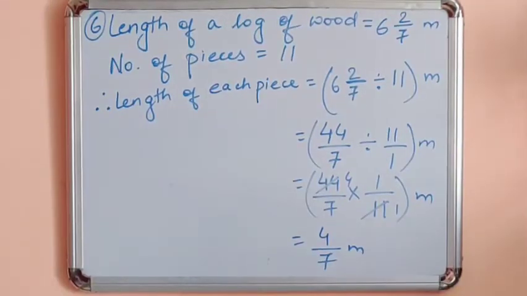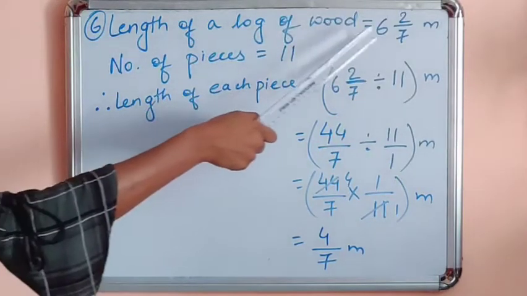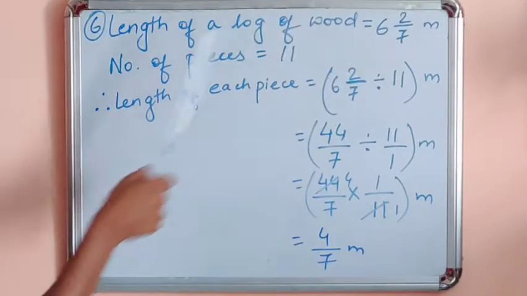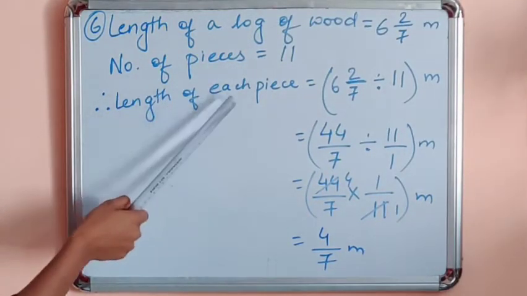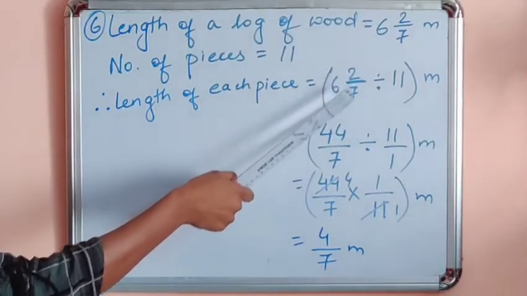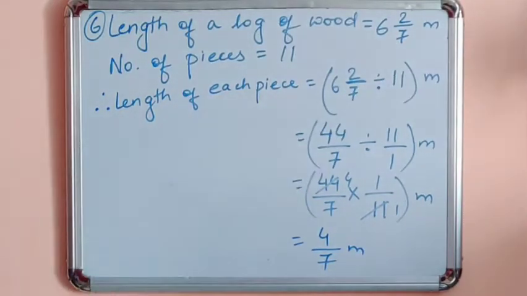Now let us move to question number 6. A log of wood 6 by 7 meter in length was cut into 11 pieces. What is the length of each piece? So here again we have to divide these two. So length of a log of wood is 6 by 7 meter and number of pieces is 11. So the length of each piece will be 6 by 7 divided by 11 meters.